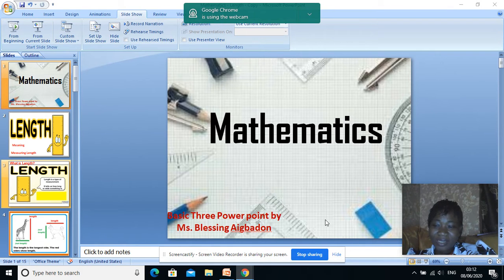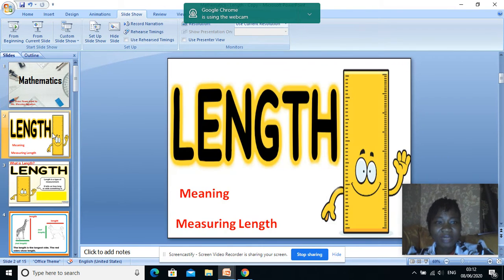Today we'll be looking at mathematics, and our topic for today is length. We'll be looking at the meaning of length. We'll also look at measuring length. The meaning of length and measuring length.